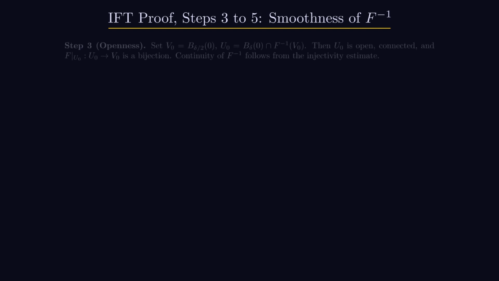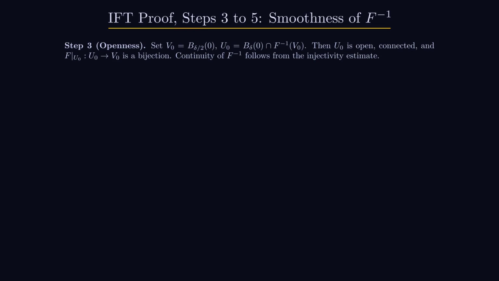Being an intersection of 2 open sets, u0 is open. Since v0 is connected and f inverse is continuous, as the injectivity estimate gives a Lipschitz bound for f inverse, u0 is also connected. The restriction of f to u0 is a continuous bijection onto v0. Step 4 establishes differentiability of f inverse.